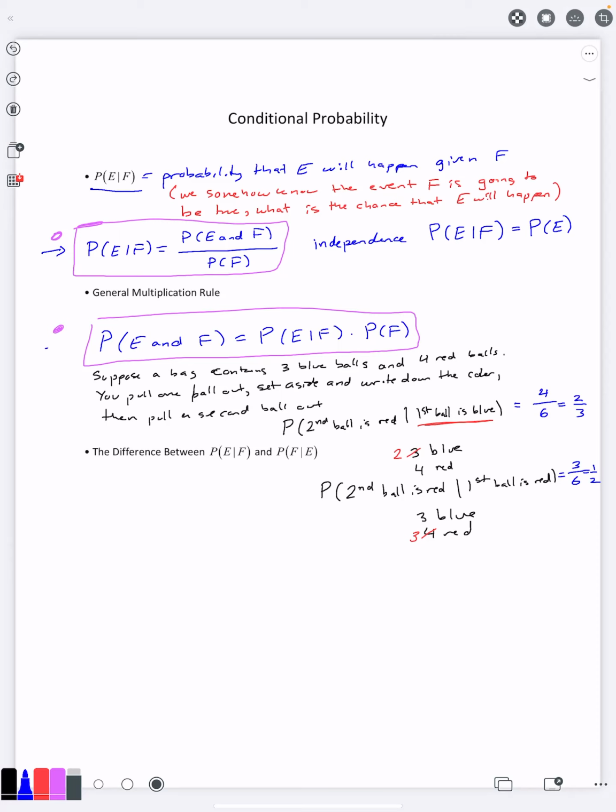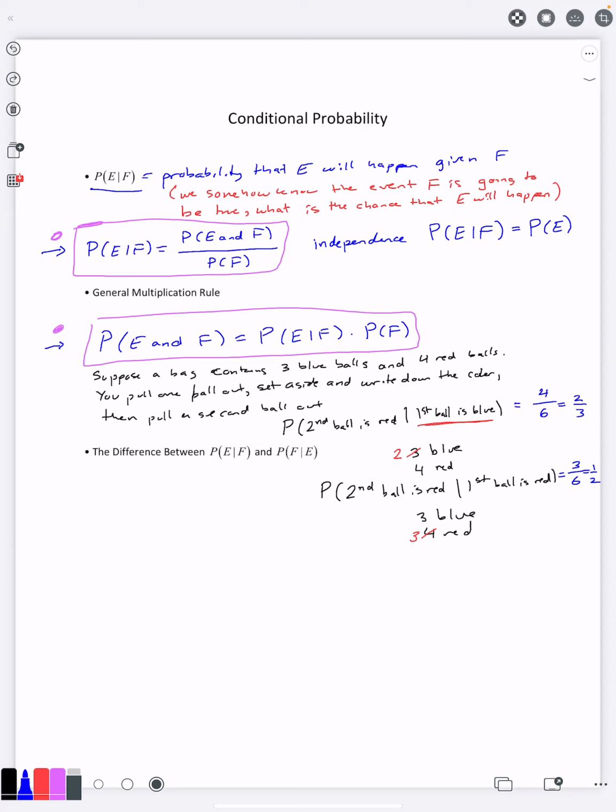It's somewhat rare that we'd actually use the second rule here, but you might, for example, going back to pulling the balls out of the bag, let's suppose I want to find the probability that the first ball is blue and the second ball is red. Well, you would use this general multiplication rule to work out the answer there.